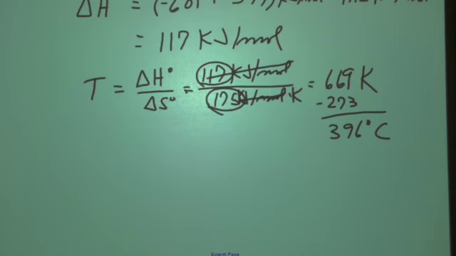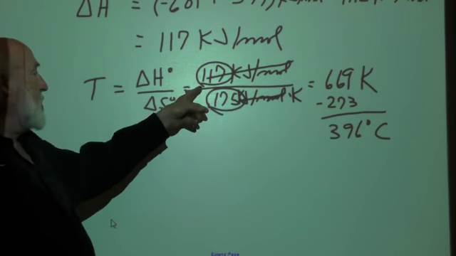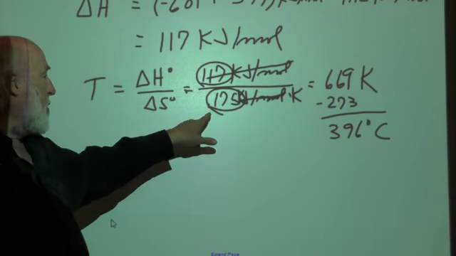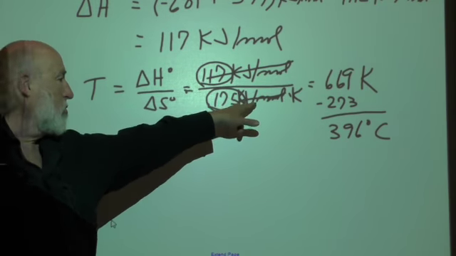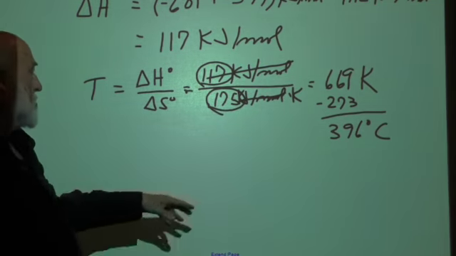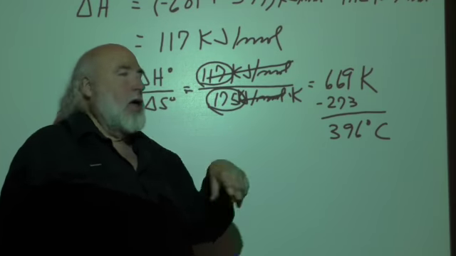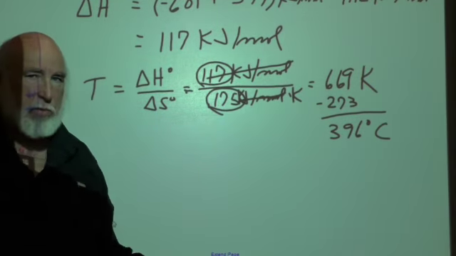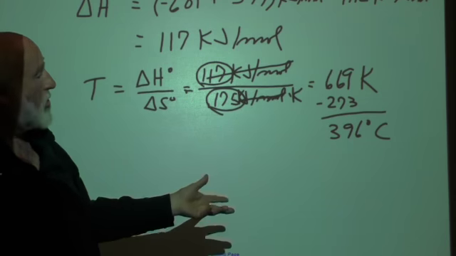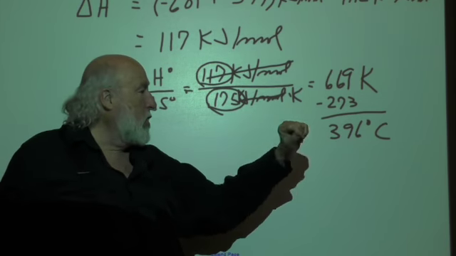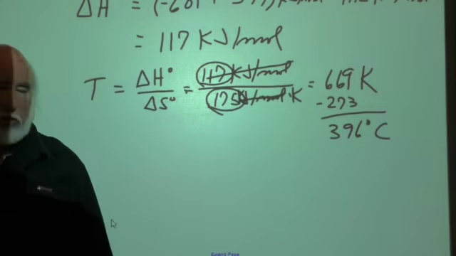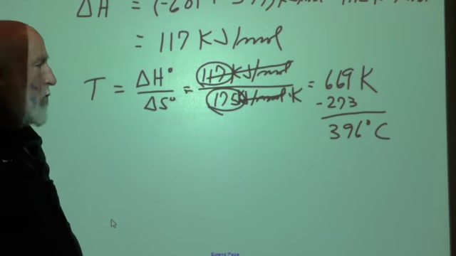Now, if we go through and calculate that with the kJ values for both of them, we're going to have 117 kilojoules per mole divided by 0.175 kilojoules per mole Kelvin. That gives us 669 K. And since nobody has a Kelvin thermometer, we really should change that over to Celsius by subtracting 273, and we get 396 degrees Celsius. Okay?